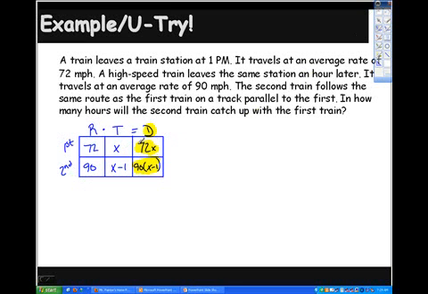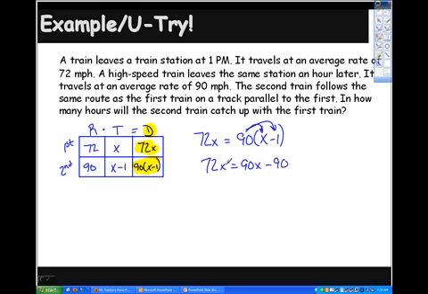The equation often comes right off this table when we do one of these problems. So I've got 72x is equal to 90 times x minus 1. Let's go ahead and solve this. I'm going to have to distribute this 90, get rid of the parentheses here. So 72x equals 90x minus 90.